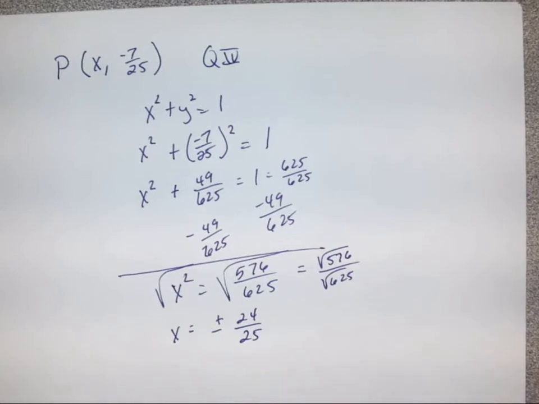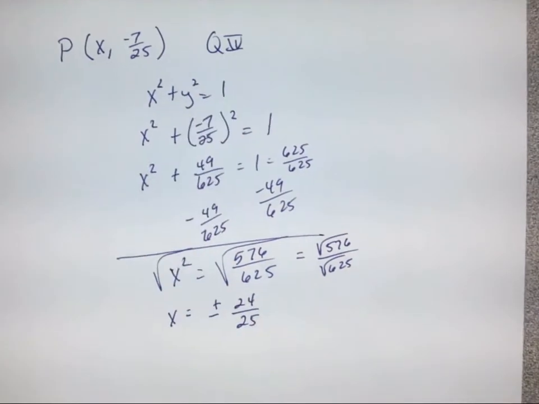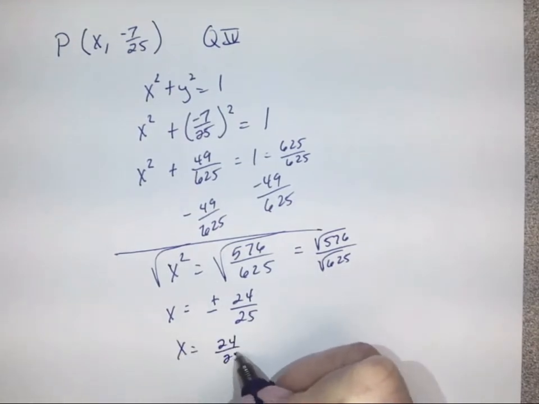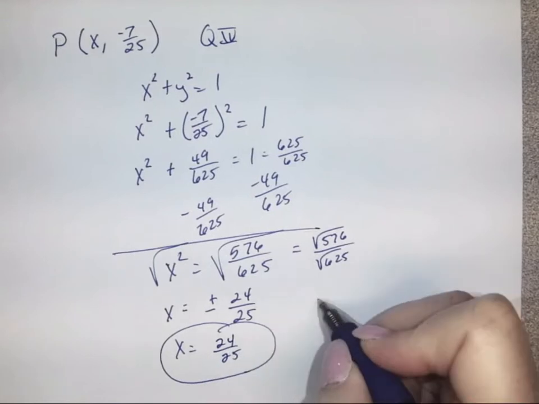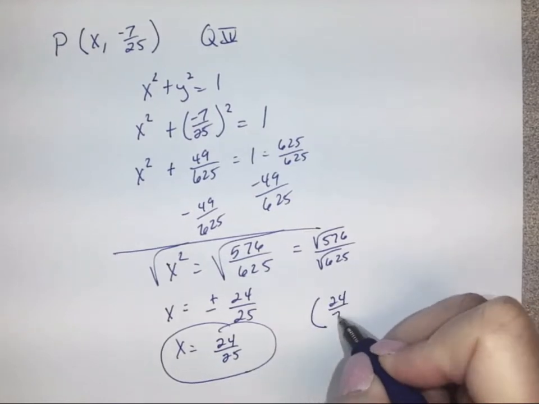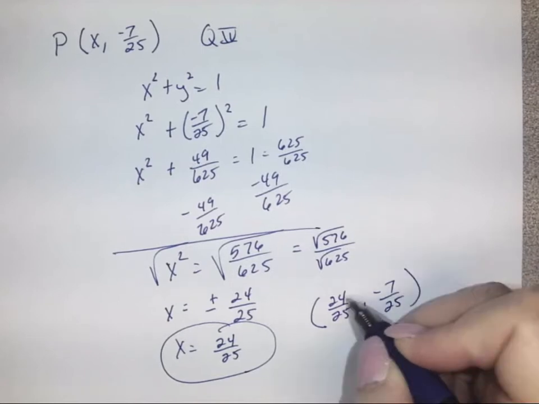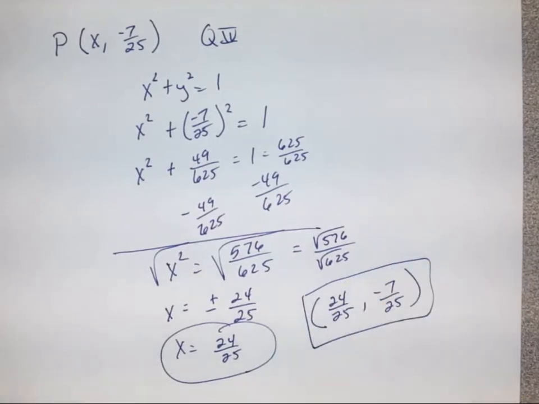So, is it positive or negative? Well, in quadrant 4, our x is positive, so x will be equal to 24 over 25. And our point would be 24 over 25, comma, negative 7 over 25. So that would be the point that lands on the unit circle.